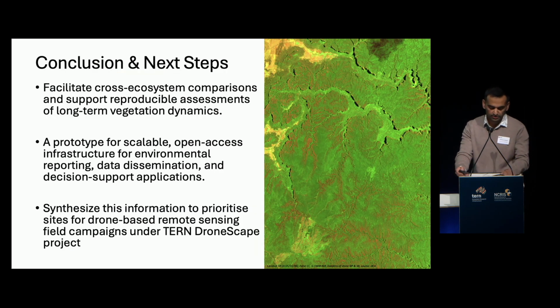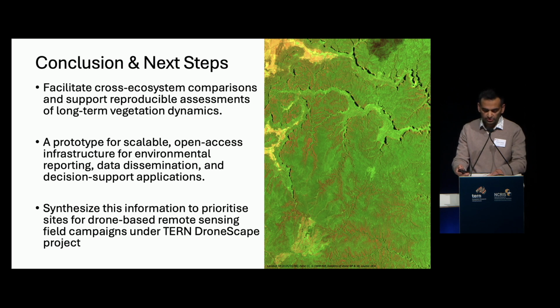So the message here is that we have a lot of analysis-ready datasets that we can access and use, which enable us to facilitate cross-ecosystem comparisons and support reproducible assessments of long-term vegetation dynamics in the Australian context. It is a prototype of scalable, open-access infrastructure, with open source code and other things available, that can help derive meaningful information for ecosystem management and decision support applications.